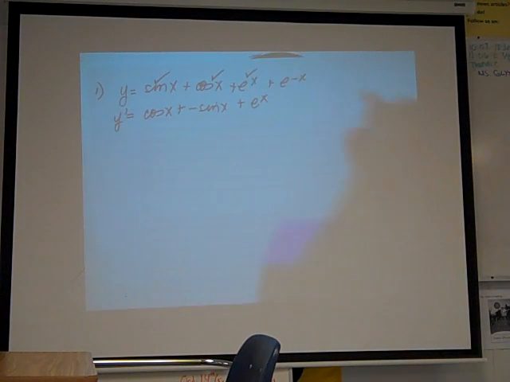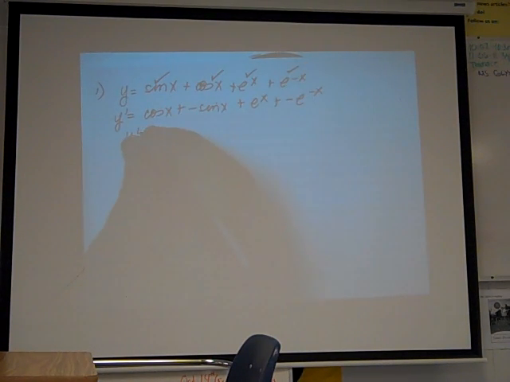The original function is y equals sine of x plus cosine of x plus e to the x plus e to the negative x. If I want to take a derivative, since I don't have any multiplication, I don't have any division, I can just take the derivative term by term. The derivative of the sine is cosine. Check. Plus, derivative of the cosine is negative sine of x. Check. Plus, derivative of e to the x is e to the x. Check. Plus, derivative of e to the negative x is negative e to the negative x.